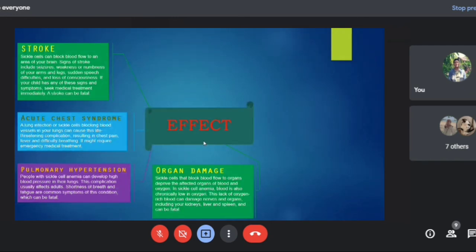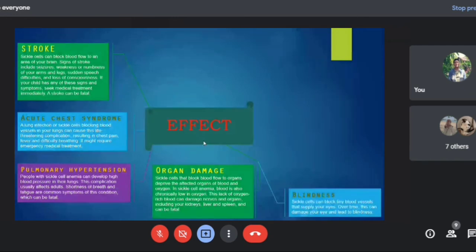The fifth one is blindness. Sickle cell can block tiny blood vessels that supply your eyes. Over time, this can damage your eyes and lead to blindness. Leg ulcer. Sickle cell anemia can cause open sores on your legs.